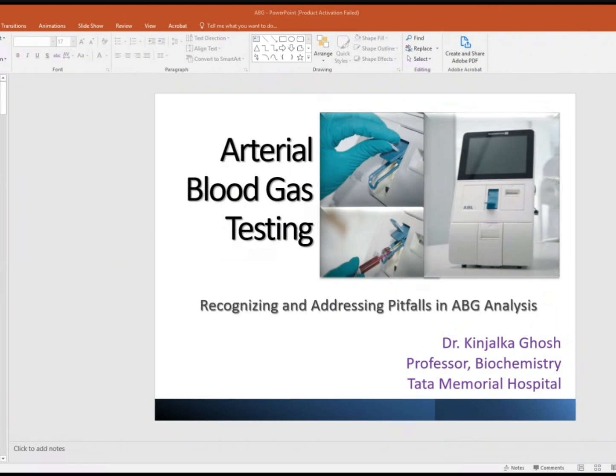You know the difficulties. During internship you may have done ABG collections. They are not very easy, neither easy for the person collecting nor for the patient, because they are very painful also. Many times while collection you also get venous blood.